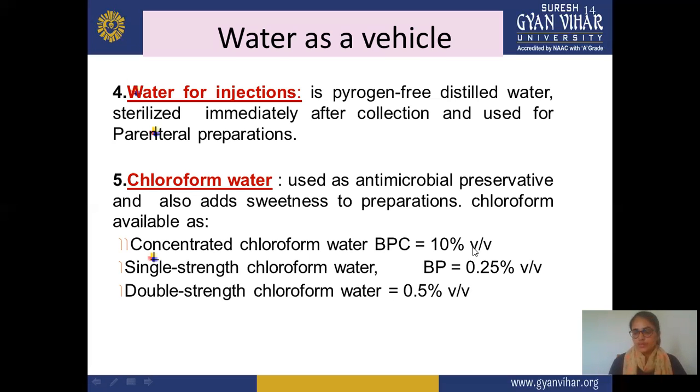Means we already discussed different types of water, and out of these, chloroform water is used in very small amounts, and the purpose and use of this water is also different. This is mainly used as a preservative or as a sweetening agent, and there are three types of chloroform water. Concentrated chloroform water is 10% volume by volume, and single and double strength. Single is 0.25% volume by volume, and double is 0.5% volume by volume. And this is all about water.